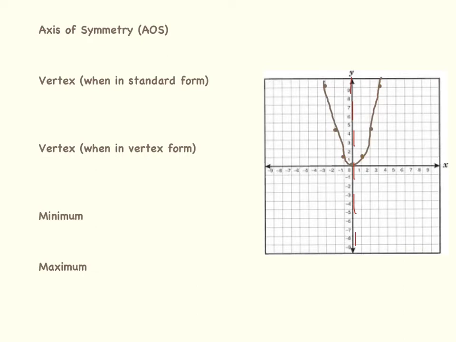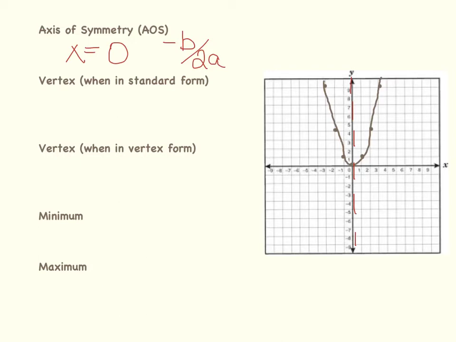Okay? Now axis of symmetry is written as an equation. It would be x equals, and it equals wherever it crosses the x-axis. And in this case, it crosses at 0. Now if your equation is in standard form and you don't have a graph to look at, you can also find the axis of symmetry by taking the negative of the b value, the b coefficient, dividing it by 2 times a. And a is the coefficient of the x squared term.